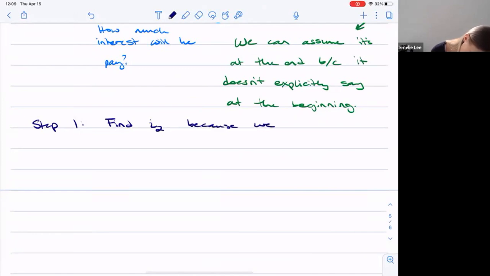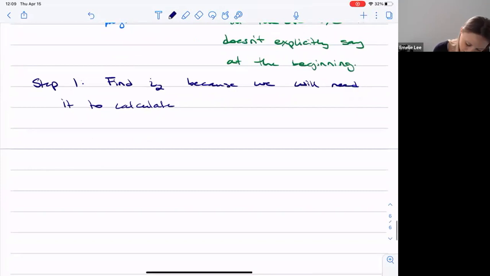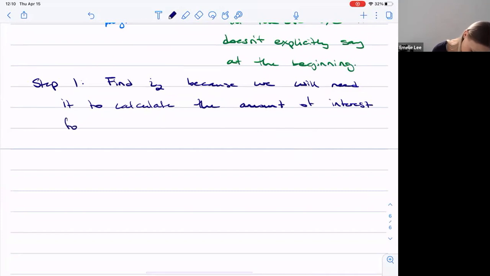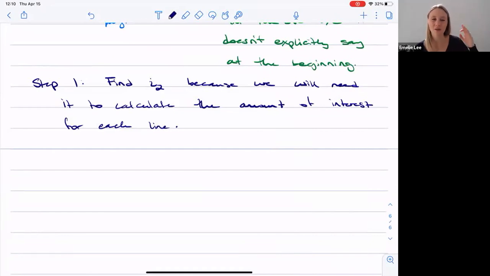Because we will need it to calculate the amount of interest for each line. So I glossed over it before, right? But that's how we're going to find that interest amount, using I2.